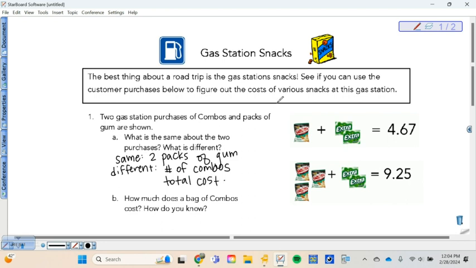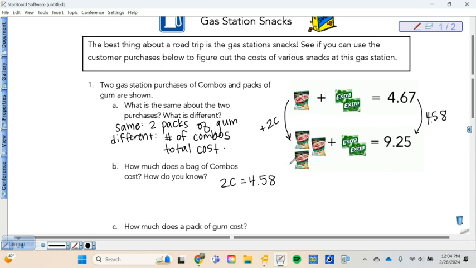So Tegan just told us that the second purchase has 2 more combos, right? How much more money did that second purchase cost? Yeah, $4.58, right? So that tells me that those 2 additional combos had to cost $4.58. So then if I know 2 combos cost $4.58, how much does 1 combo cost?